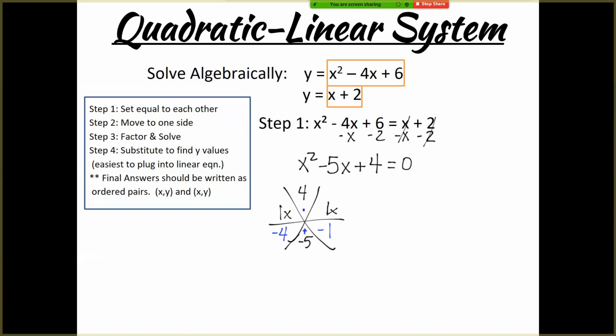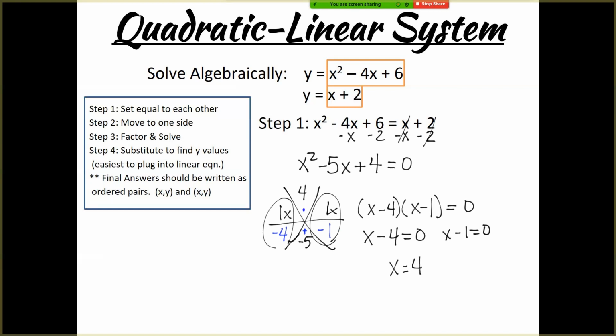Add your variables to the top and see if you can reduce. Anytime a is 1, you're not going to be able to reduce. So we just have factors x minus 4, x minus 1, still equals 0. Set both your factors equal to 0, so x minus 4 equals 0, x minus 1 equals 0, to get x values of 4 and 1.